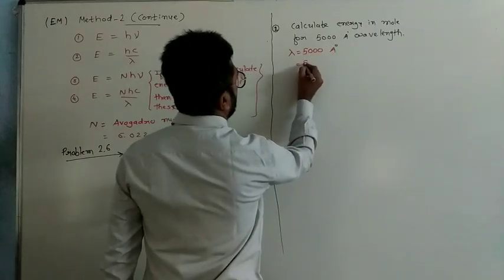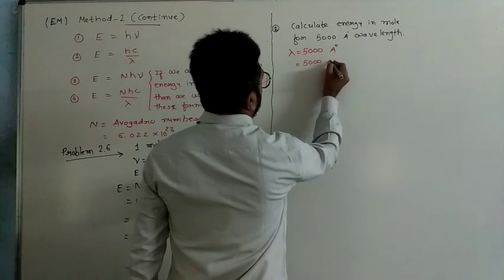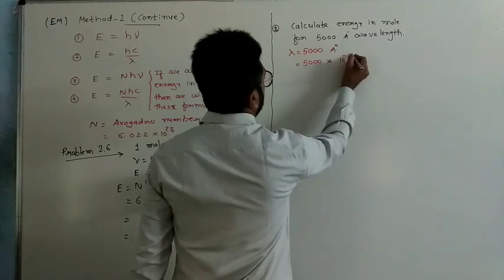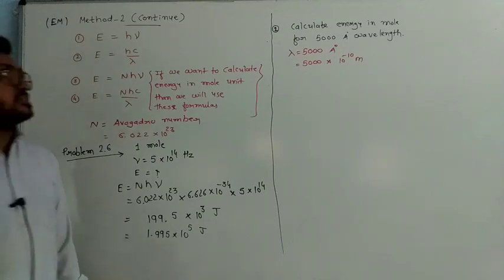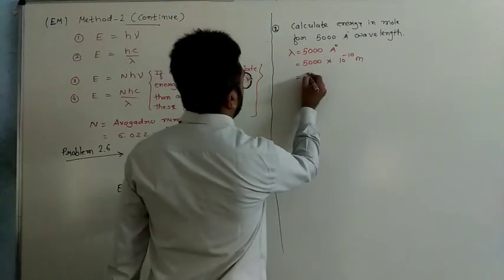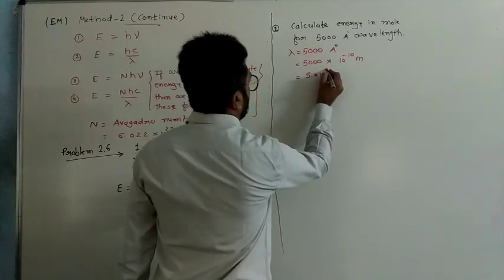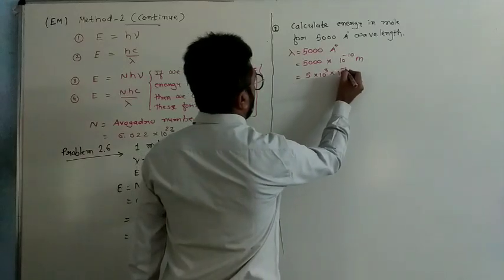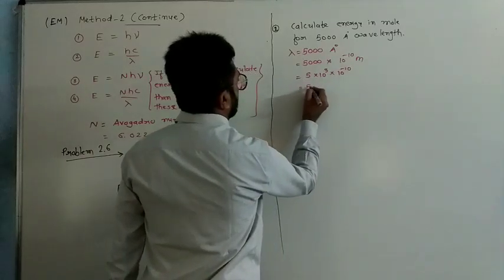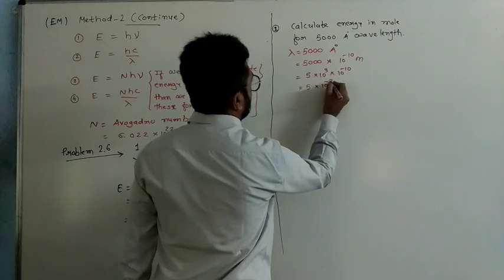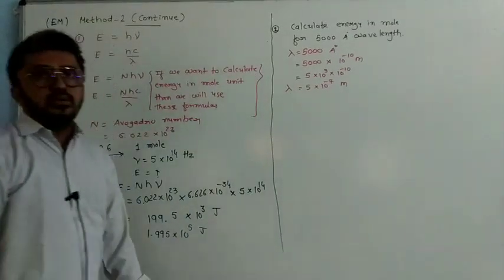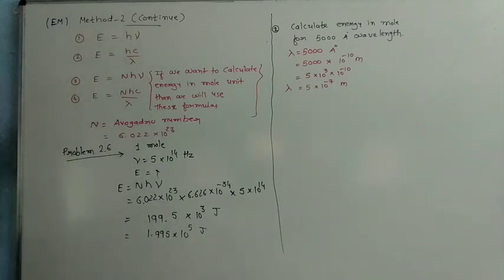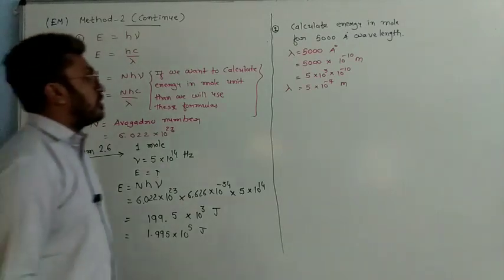First of all, we will convert this angstrom into meter. So it is 5000 into 10 raised to minus 10 meter. So 5000 is 5 into 10 raised to 3, into 10 raised to minus 10. So 5 into 10 raised to minus 7 meter is the wavelength.